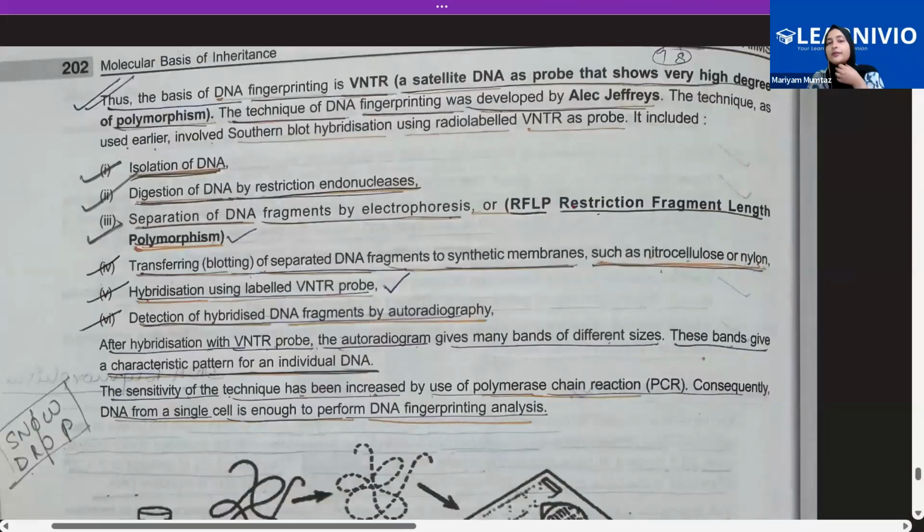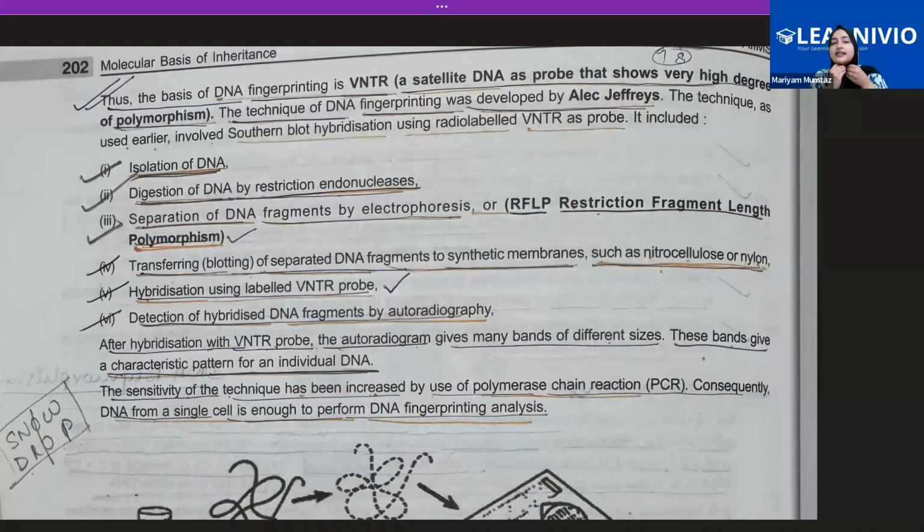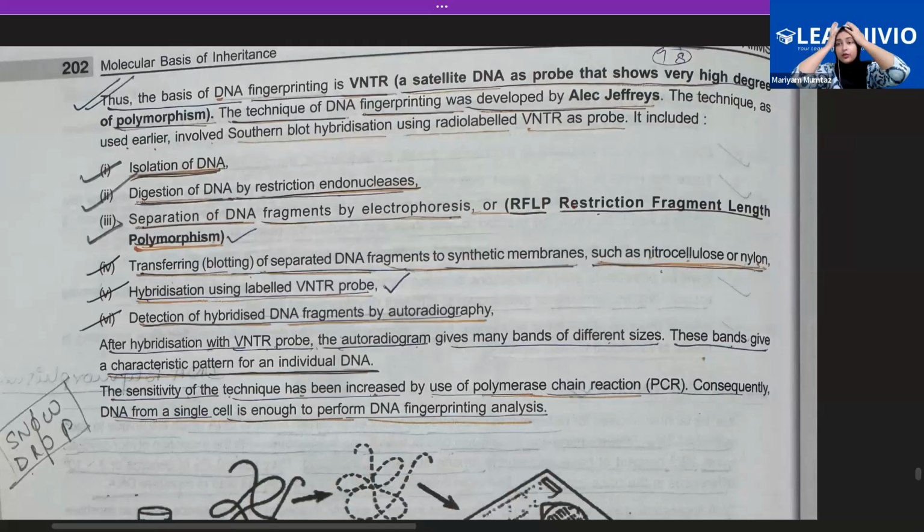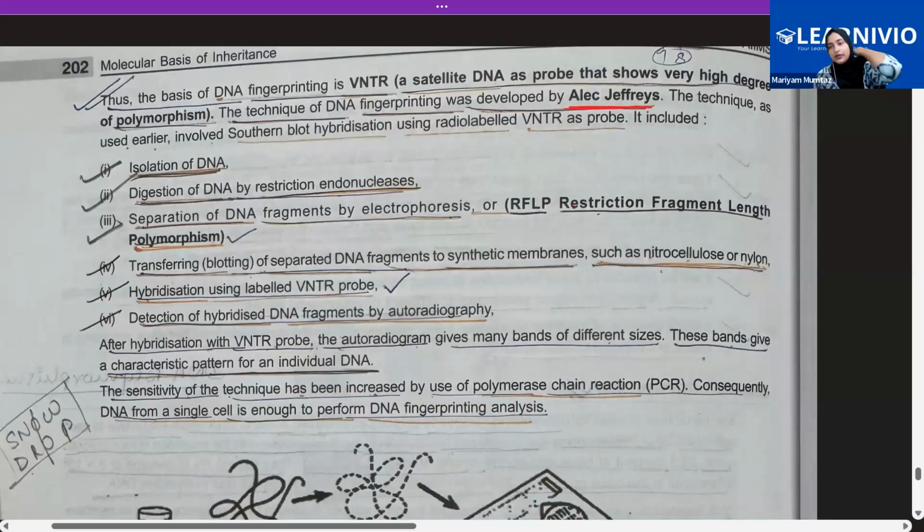So how do we do the process of DNA fingerprinting? The basis is VNTR, which is variable number of tandem repeats, which shows a very high degree of polymorphism. And remember the person's name who developed DNA fingerprinting. It was Alec Jeffreys. He was the one who developed this entire technique.